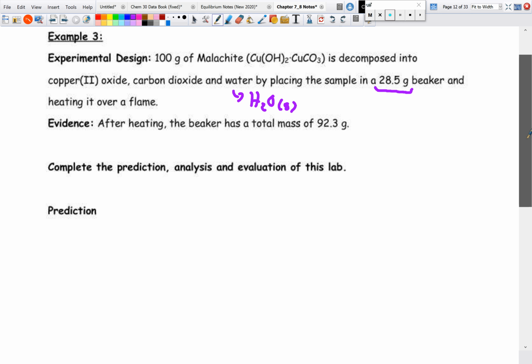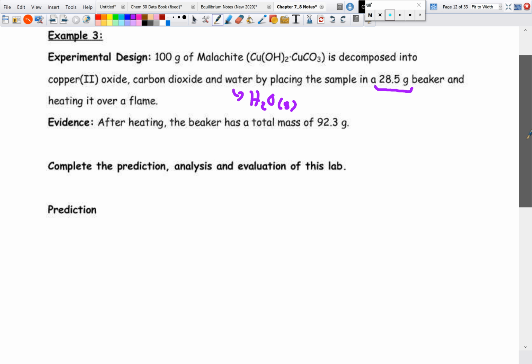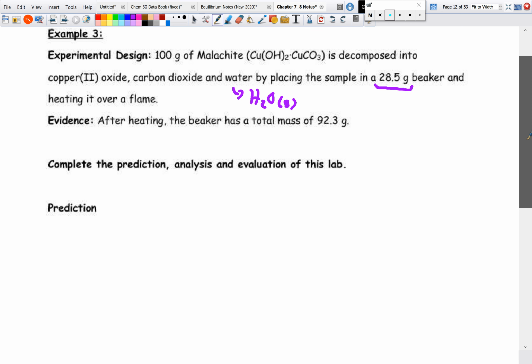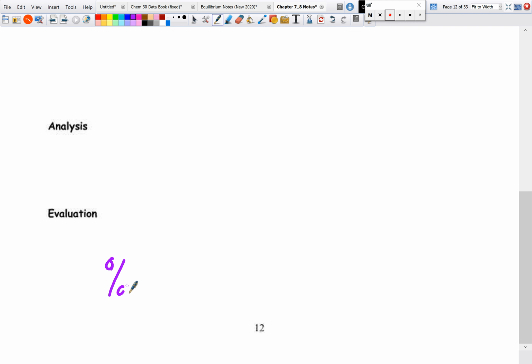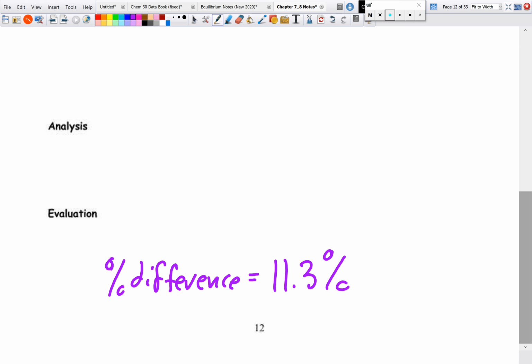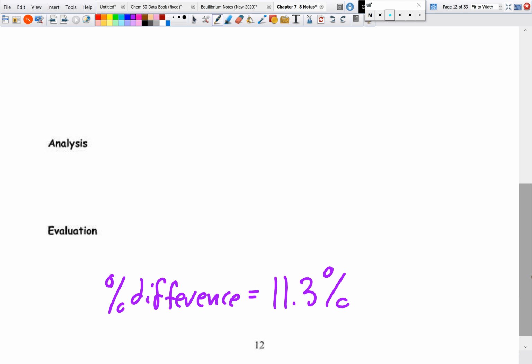Same thing, definitely try this one on your own. Of course, once you actually get it done, check the data booklet, the answer key, just to make sure. For evaluation, what you should get when you're done, percent difference should equal 11.3%. So keep trying this one until you get this answer. And if you want to see where you went wrong, schedule a Google Meet with me and we can go over it, or just have a look at the answer key and see what I have done.